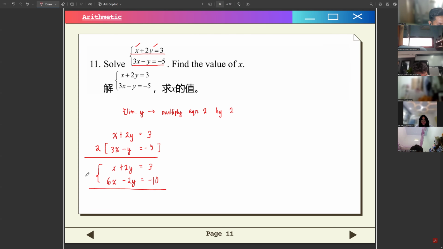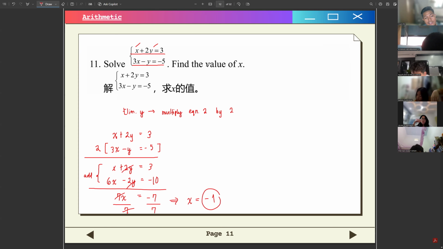Now, let's add x plus 6x, that's 7x. 2y plus negative 2y. Of course, that's 0. Cancels out. 3 minus 10, that's negative 7. Divide both sides by 7. So your x is equal to negative 1. Okay?